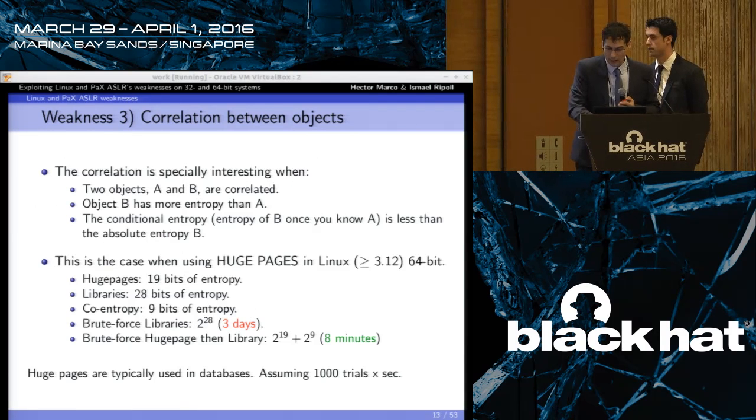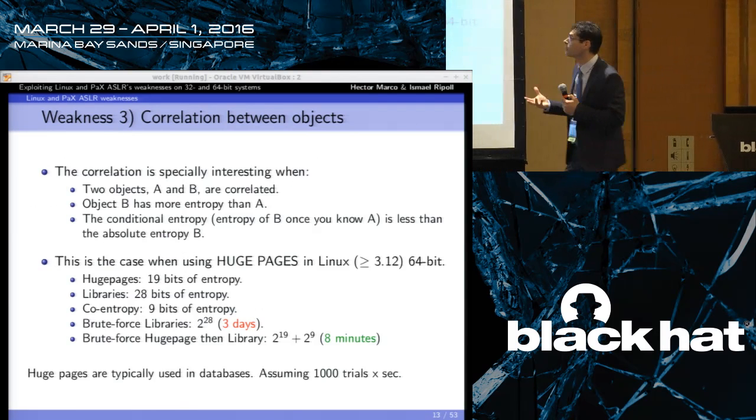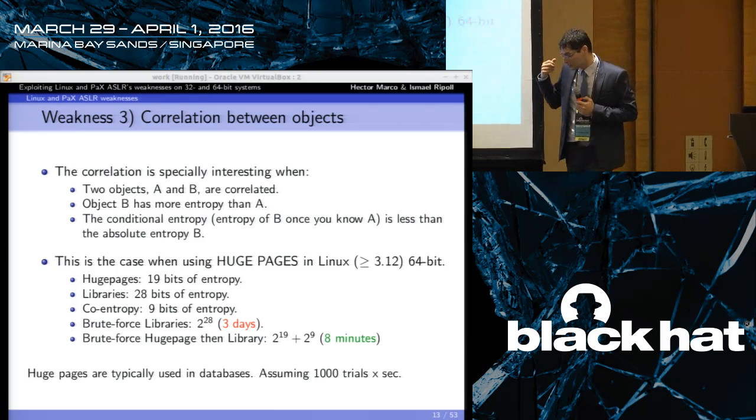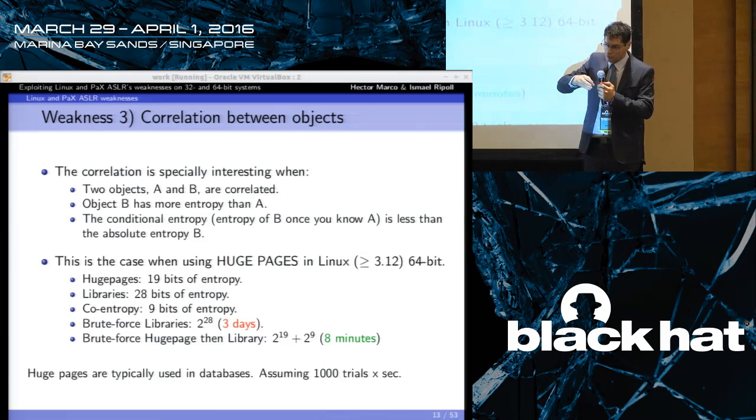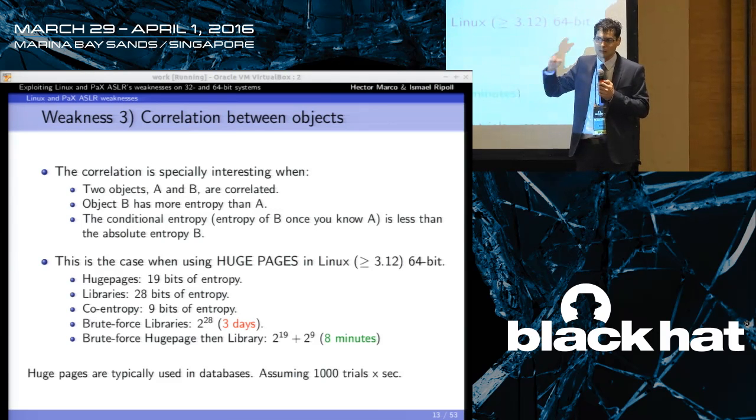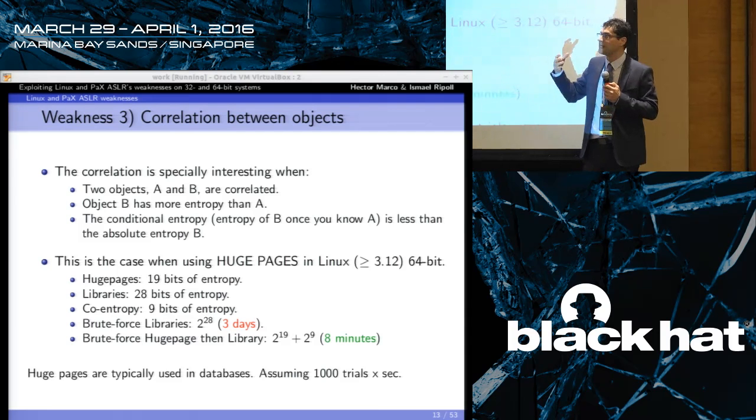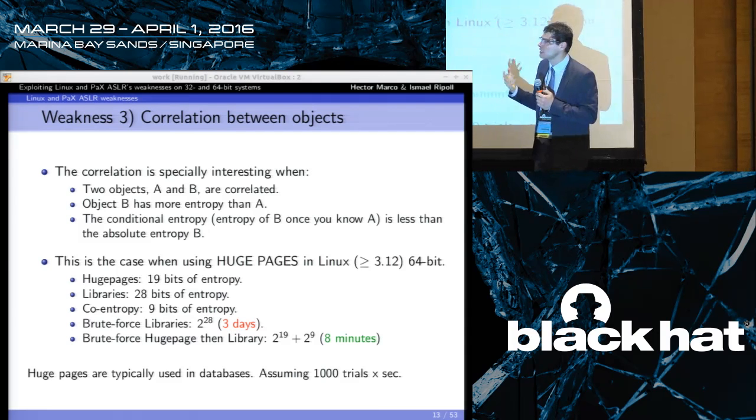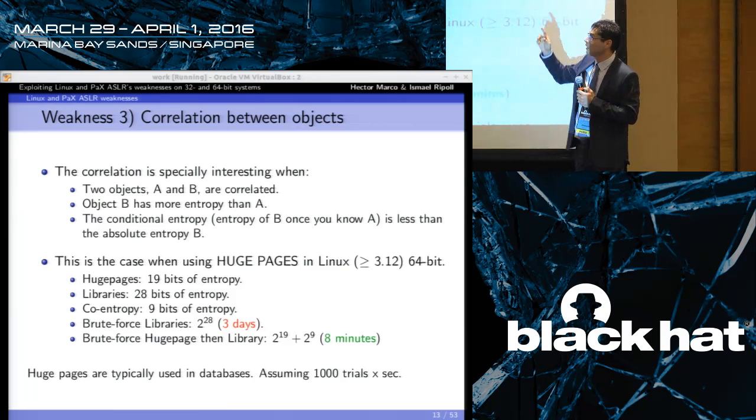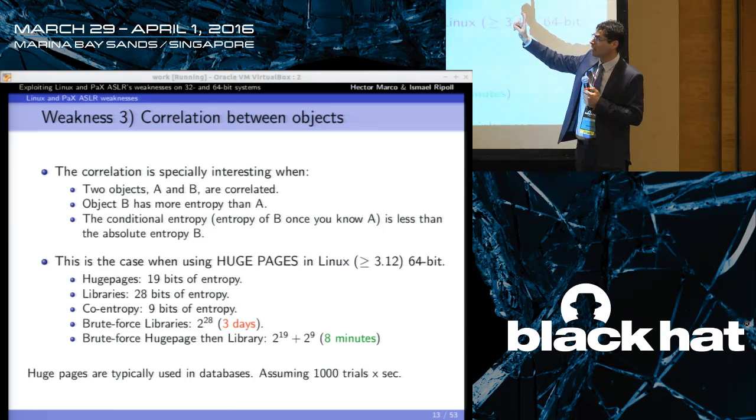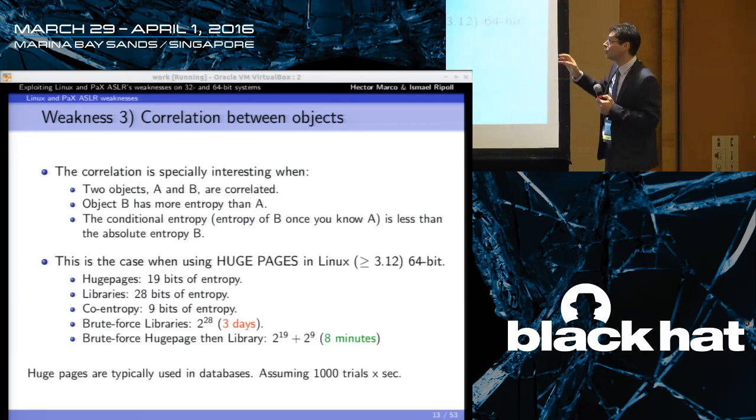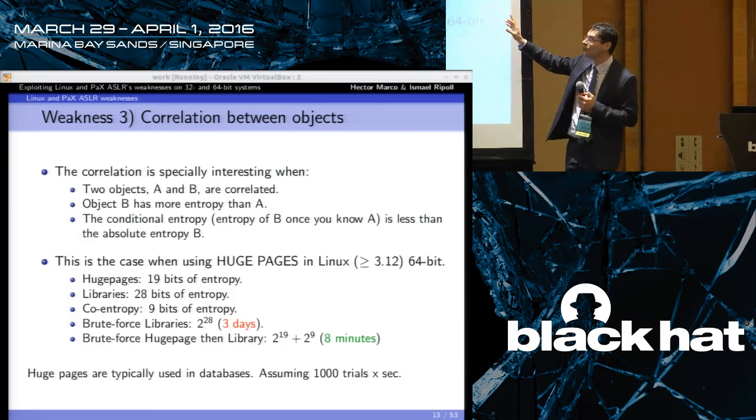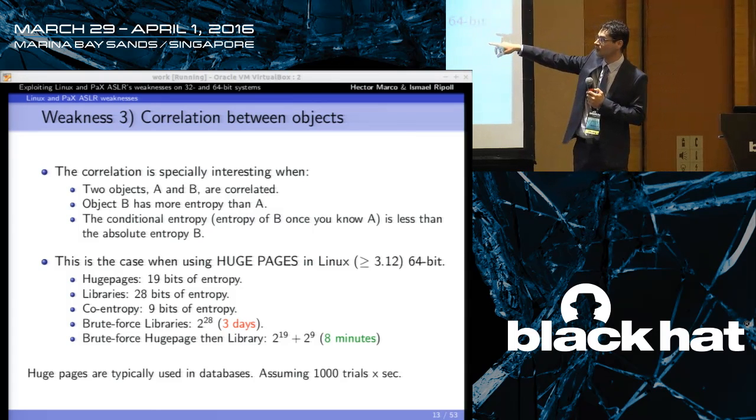Okay, and there are more interesting things about correlation. If all the bits are put together, side by side, knowing one, you immediately know the other. But there are other places where correlation can be useful. For example, when 2 objects A and B are correlated, and object B has more entropy than A, and the conditional entropy of B, once you know A, is smaller than the absolute entropy of B, then it is useful.